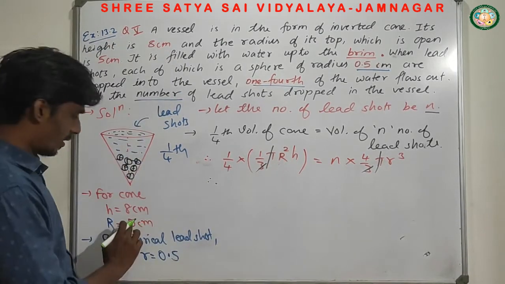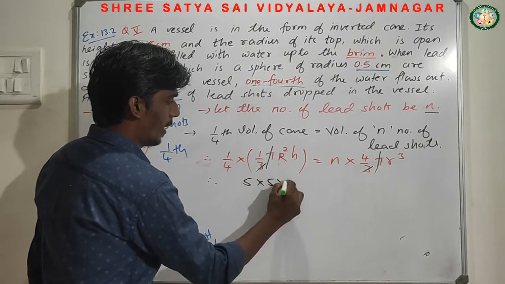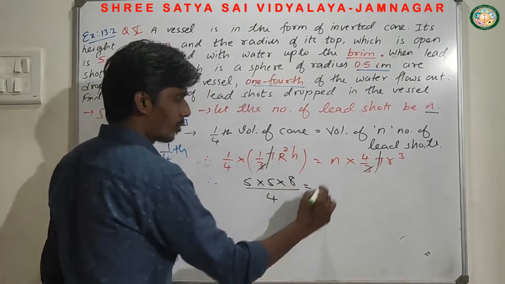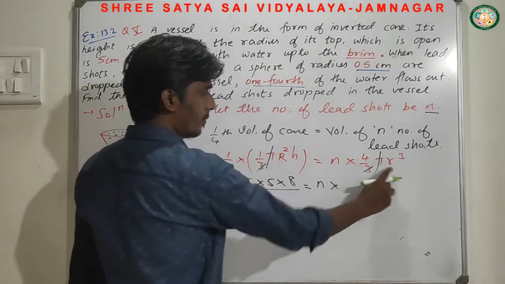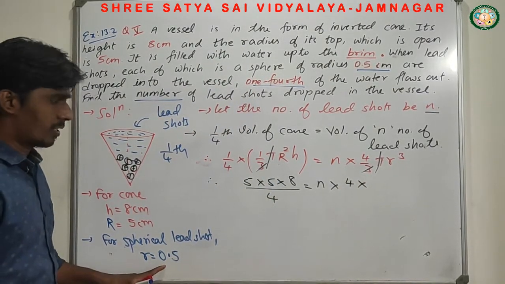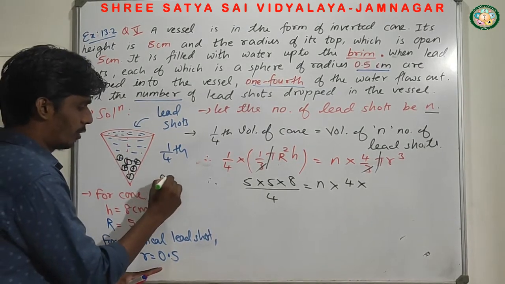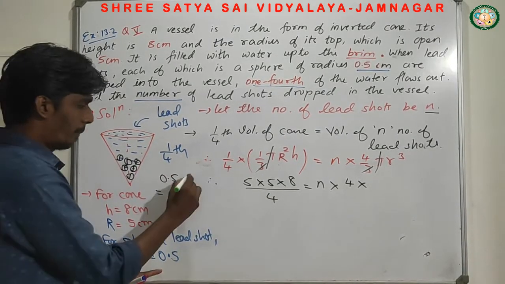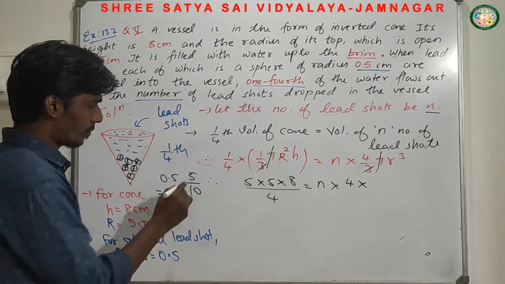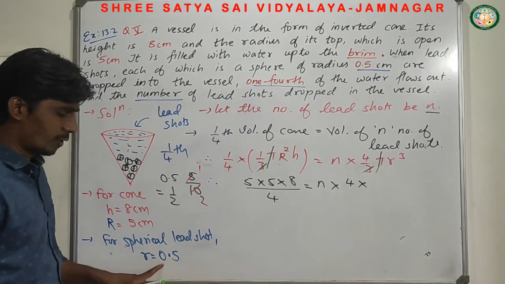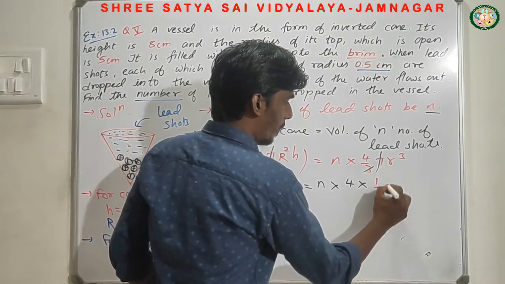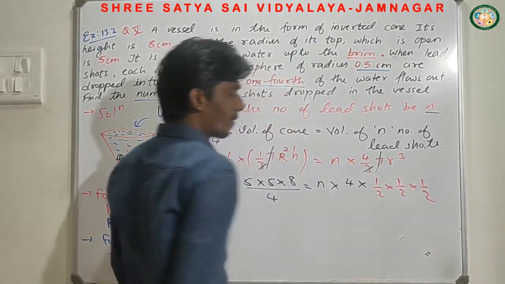So what is remaining here is r square. R is 5 into 5. The height is 8 upon 4 equals n into 4 into radius cube. The radius is 0.5. So we can write 0.5 as 1/2, because 0.5 means 5/10, and if I reduce it, 5 ones are 5, 5 twos are 10. So instead of 0.5, we write 1/2: 1/2 into 1/2 into 1/2.